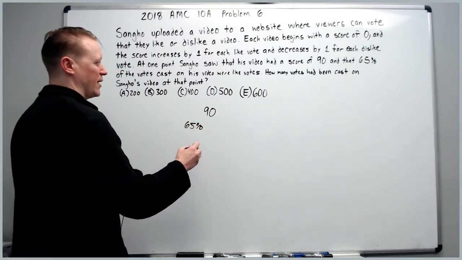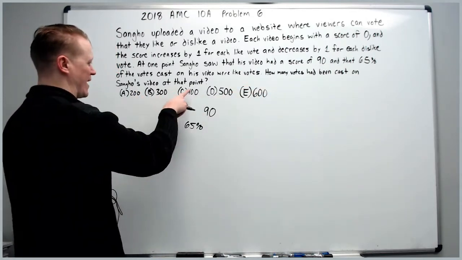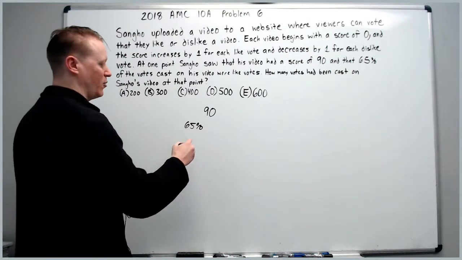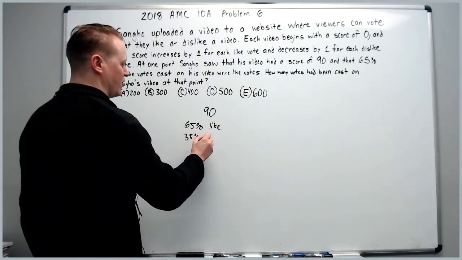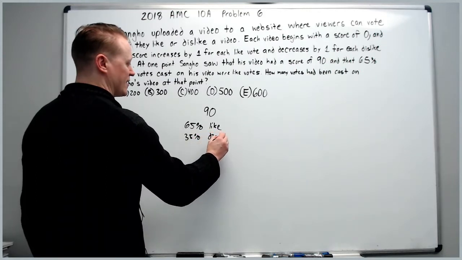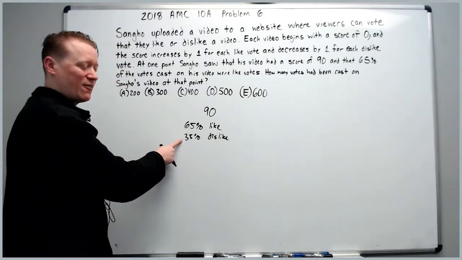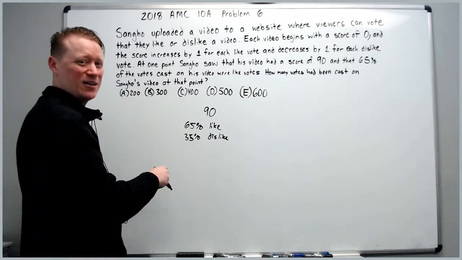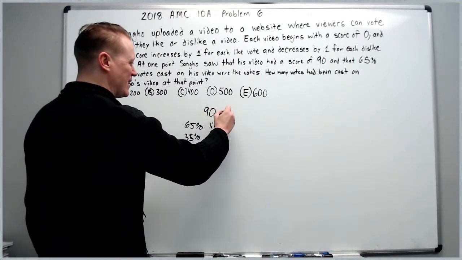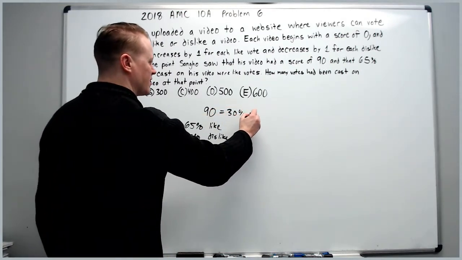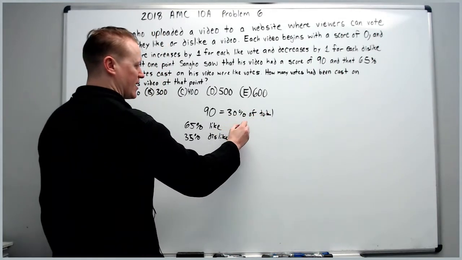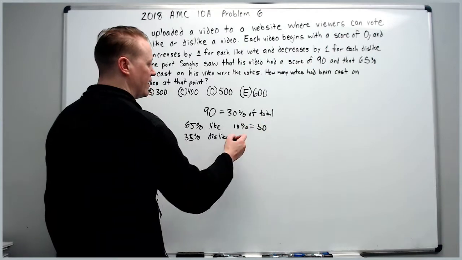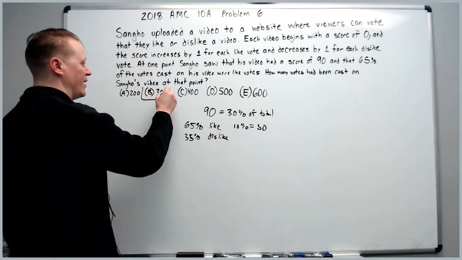Okay, so if you think about this, it says how many votes had been cast on Songho's video at that point. If 65% are like, that means 35% are dislike. And every dislike vote is going to cancel out a like vote. So this 90 is equal to 30% of total votes. Well, then 10% would simply equal 30, which makes 100% 300.